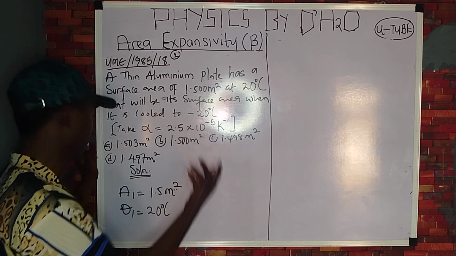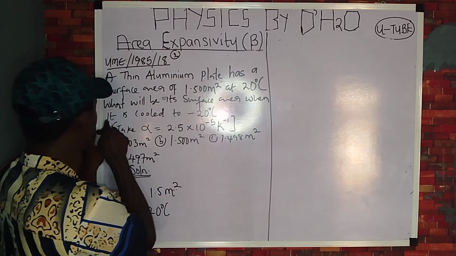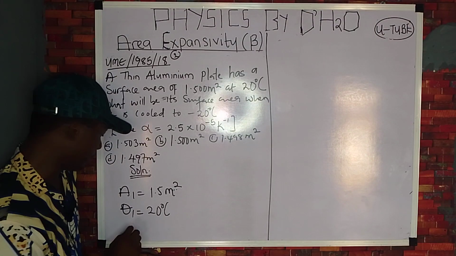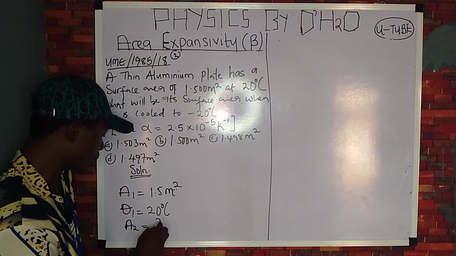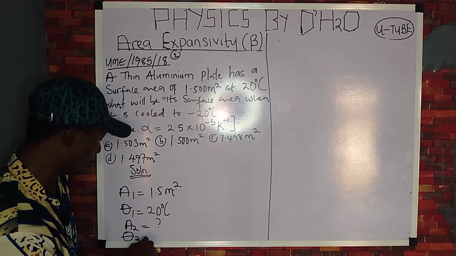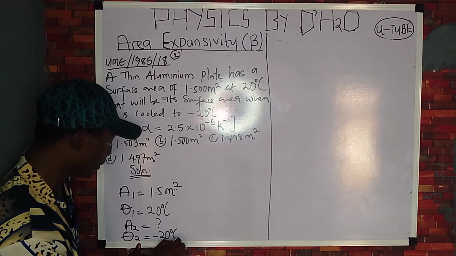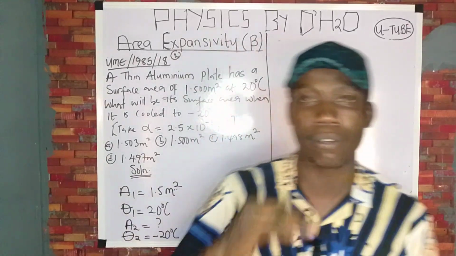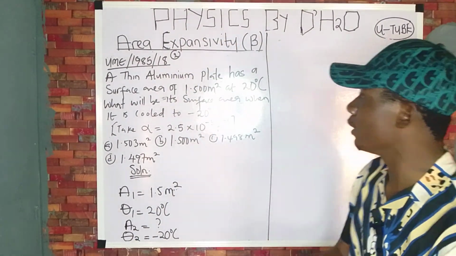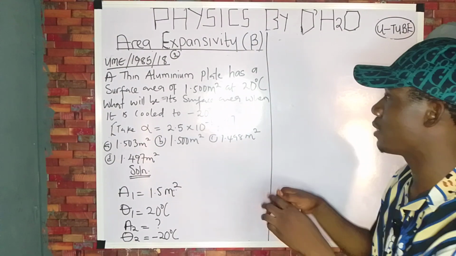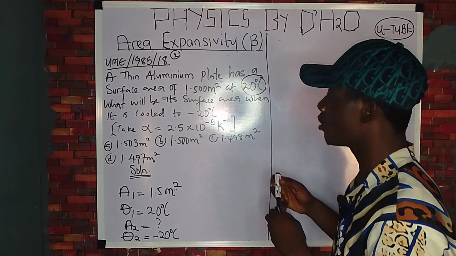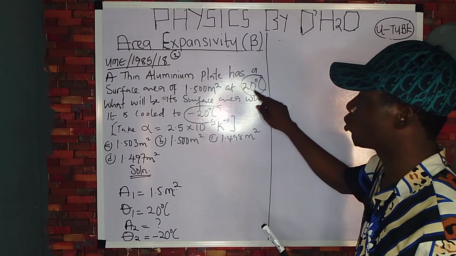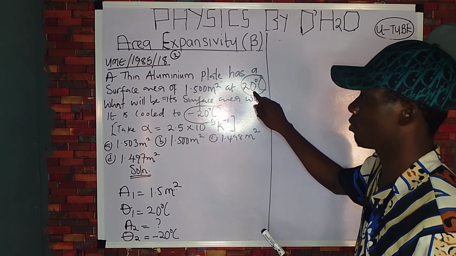What will be its surface area when it is cooled to minus 20 degrees Celsius? So we are looking for A2, that is what it will be when theta 2 becomes minus 20 degrees Celsius. Please be very careful. Just like I told you, there could either be a rise in temperature or a fall in temperature. In this question, there is a fall in temperature. Look at it, from 20 degrees Celsius to minus 20 degrees Celsius. So what do we do? Will it still be theta 2 minus theta 1 or theta 1 minus theta 2?